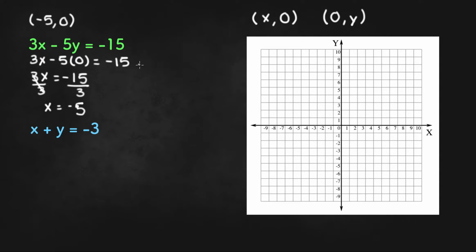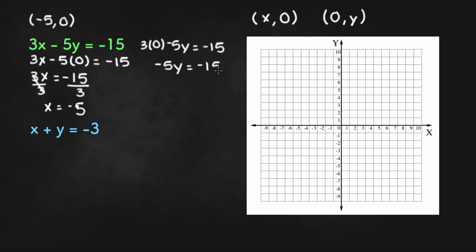Now the y-intercept is going to be when x equals 0. So we have 3 times 0 minus 5y equals negative 15. So 3 times 0 is 0, and 0 minus 5y equals negative 15, or negative 5y equals negative 15. Once you divide both sides by negative 5, we'll get y is equal to 3. And the y-intercept of the first equation is going to be 0, 3.